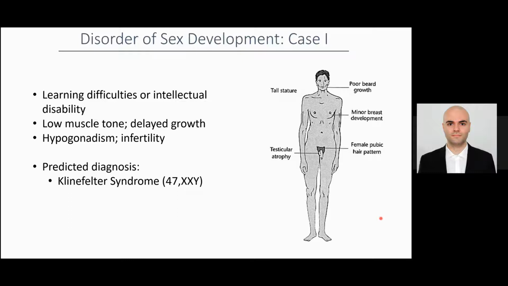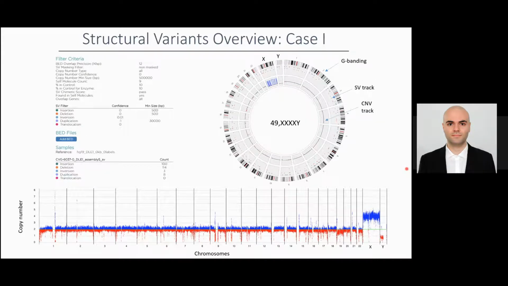The clinical team identified that the likely predicted diagnosis for this case would be Klinefelter syndrome, which has a karyotype of 47,XXY, so the presence of an extra X chromosome. We performed optical genome mapping on this case, and what you see here is a summary of structural variants identified by optical genome mapping. On the left side are all the filtration criteria that we used to filter the identified structural variants, based on quality scores, presence in reference databases, and frequency and size cutoffs.